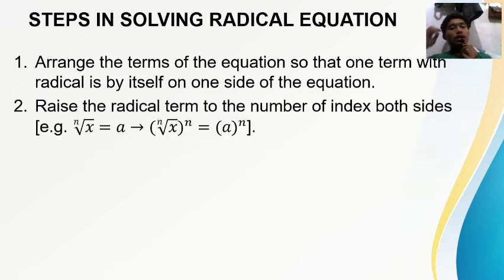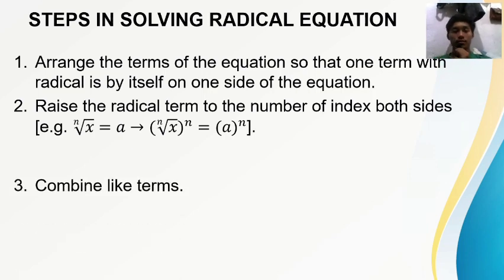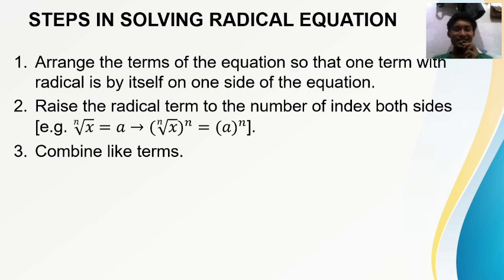Next, raise the radical term to the number of the index on both sides. Let's say the n, para mawala yung radicals, para makancel ang radicals niya, kailangan natin siyang i-erase sa exponent niya. So later meron naman tayong ipapakita na exponential expression explanation.